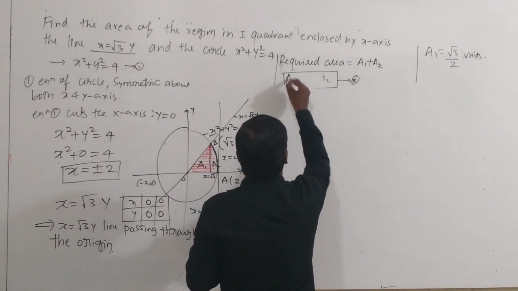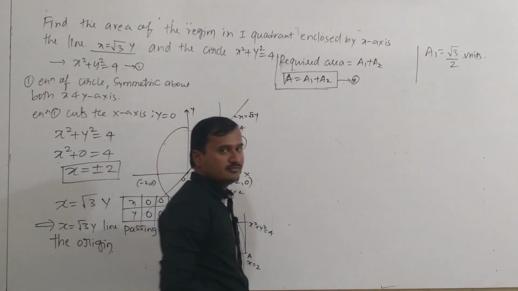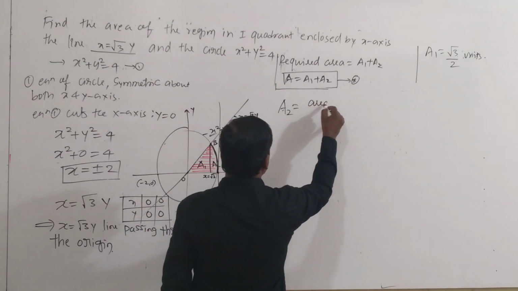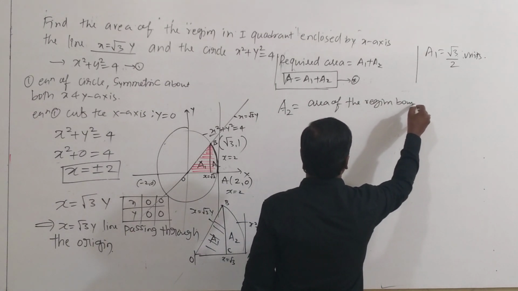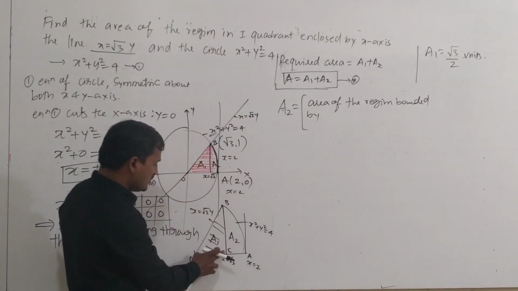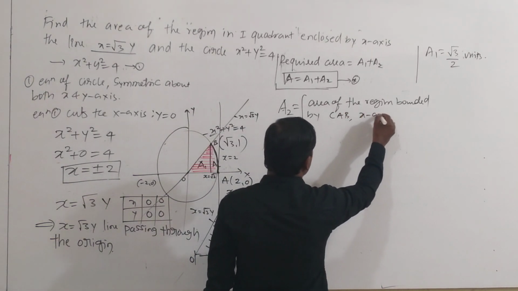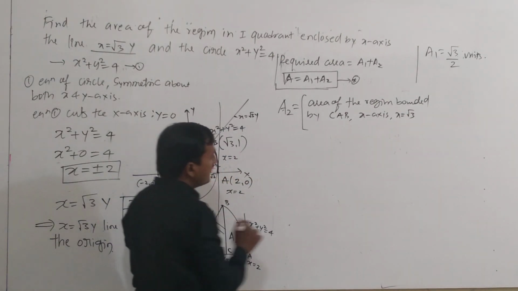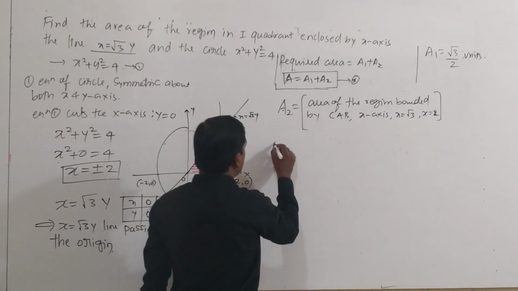Okay, so clearly here a is equal to a1 plus a2, right? Already we found the value of a1. Similarly we should find the value of a2. Therefore a2 is nothing but the area of the region bounded by CAB, right? Clearly it lies on the x-axis with the line x equal to root 3 to x equal to 2, right? Okay.